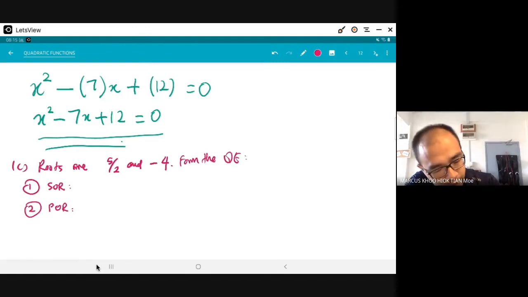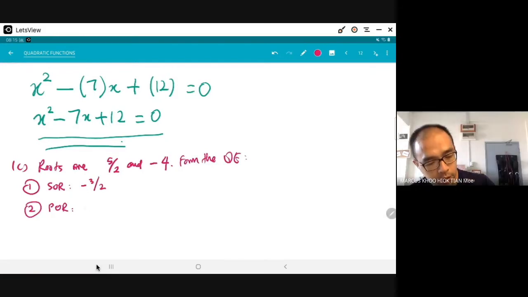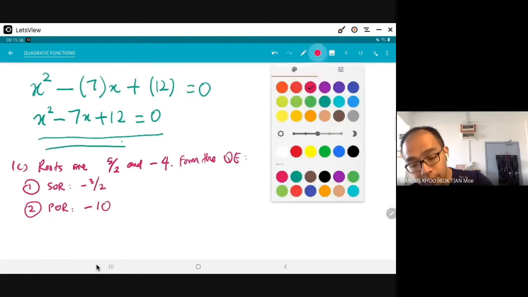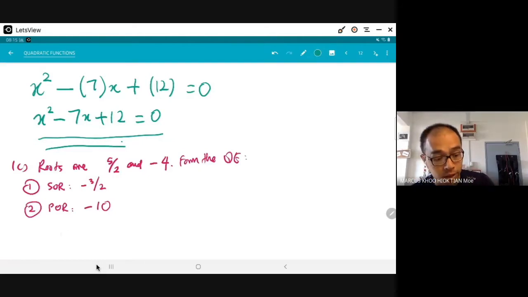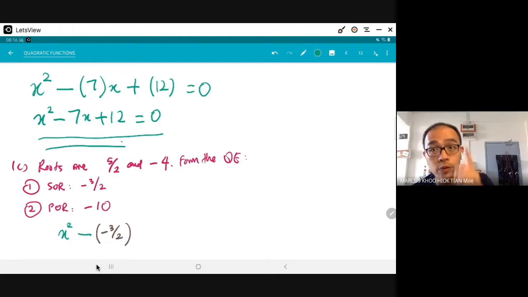Sum is negative 3 over 2. Okay, what about the product? Negative 10. Okay, thank you. Negative 10. So after that, you put into the template. So the template is x squared minus, doesn't matter what the number is, mesti minus. Baru kamu letak negative 3 over 2 begini. Doesn't matter whether the product of roots is negative, you still put the minus in front.